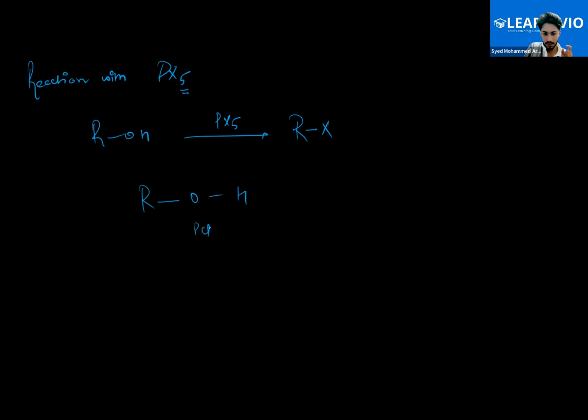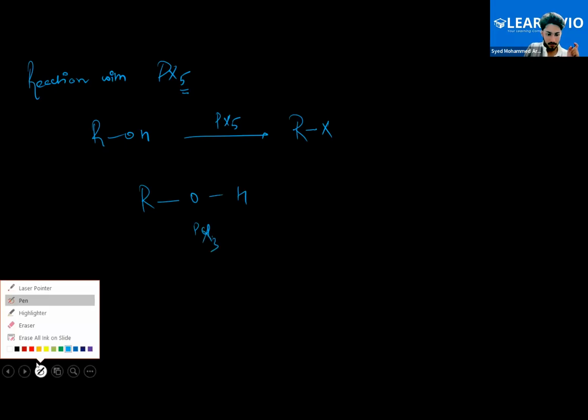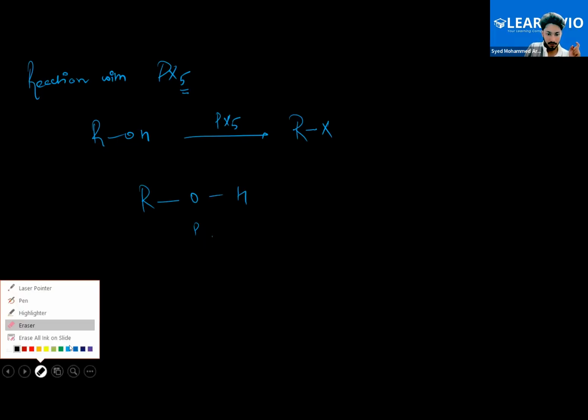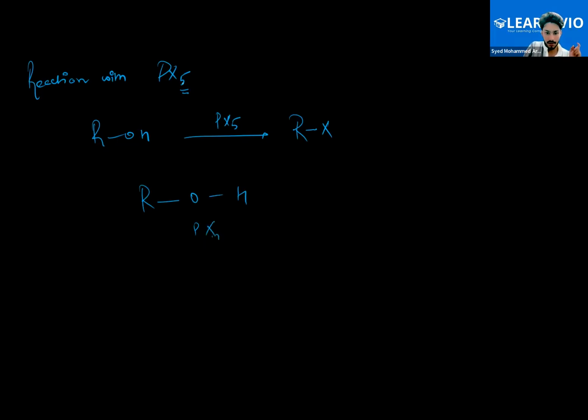So write here PX3 like this. Write PX3 and how many X are left? 2X are left. Like I'm having 5X, so 3 I have used here. So how many are left? 2 are left. So write this as this. Fine. And break these bonds like this. So what you will get? You will get your RX like this.